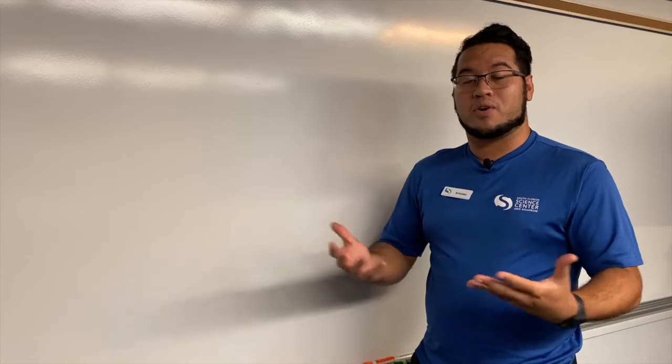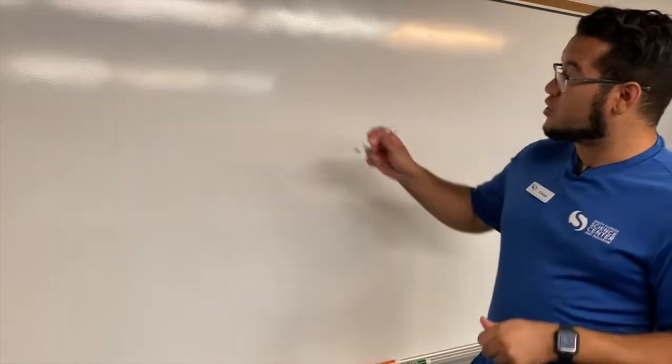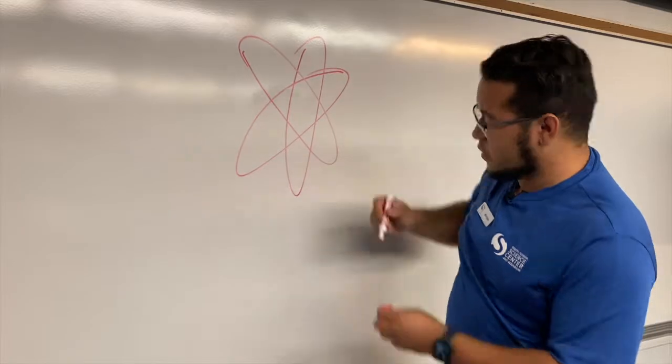But let's go ahead and get started. Now before we start talking about electricity, first we have to understand where electricity comes from. Electricity actually comes from these really tiny particles that we can find all around us called atoms. And if you've ever seen a picture of an atom, it's going to look something like this. This is a diagram of an atom.